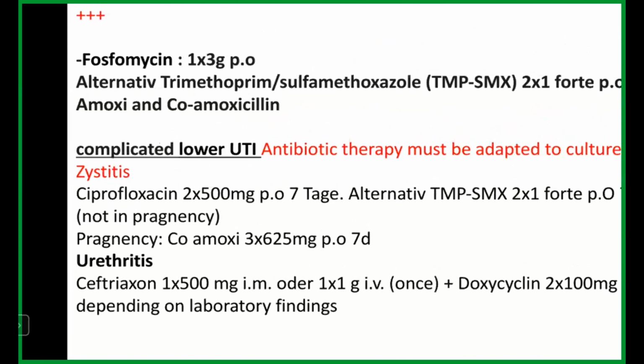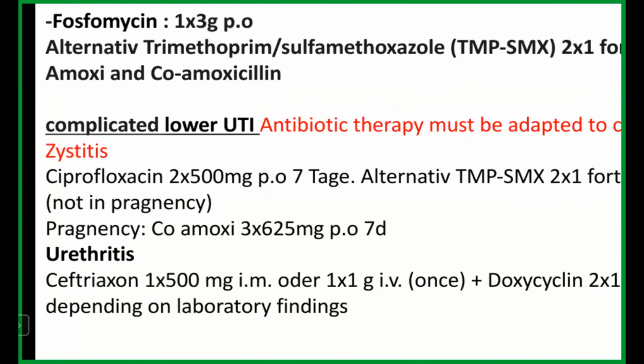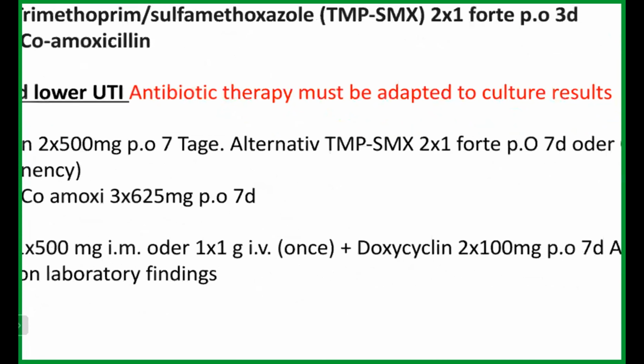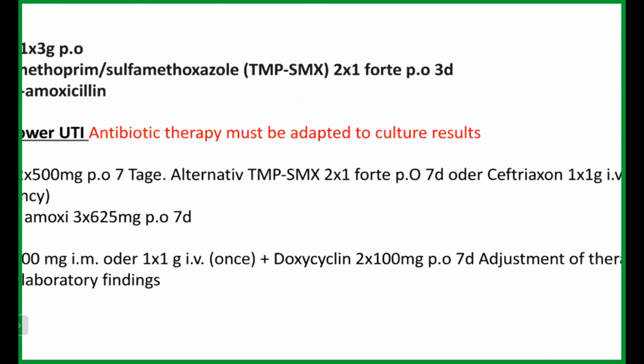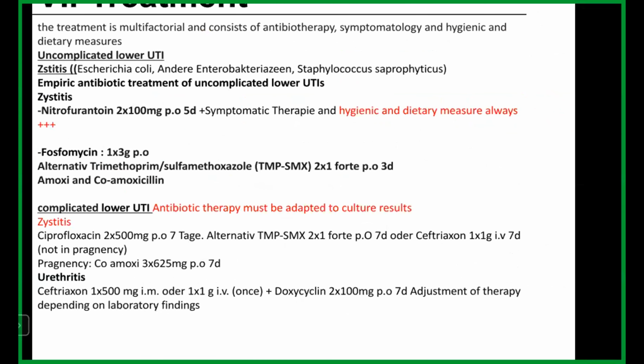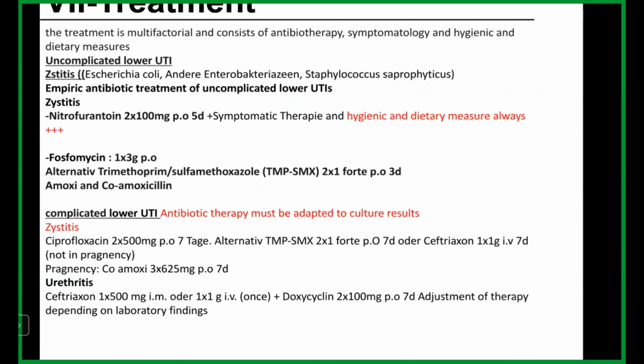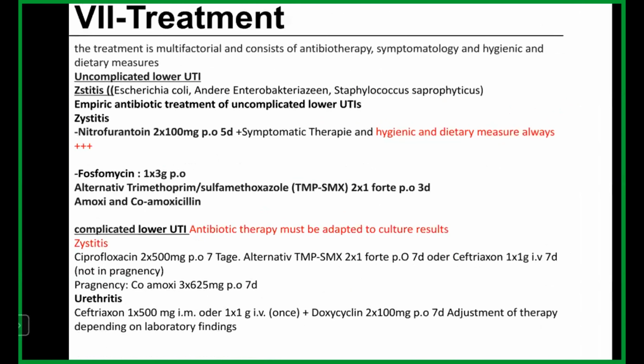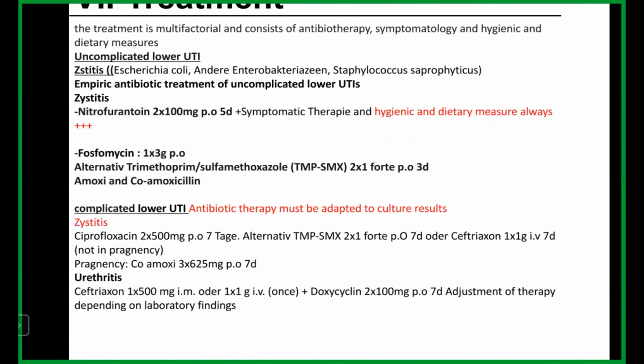It's important to know when we give ceftriaxone intramuscular, it's 500 milligrams. Intravenous is 1 gram. Once, and then we switch the therapy in pairs with doxycycline 2 times 100 milligrams, 200 milligrams 7 days, and we have to adjust the therapy depending on laboratory findings. I hope it's clear.